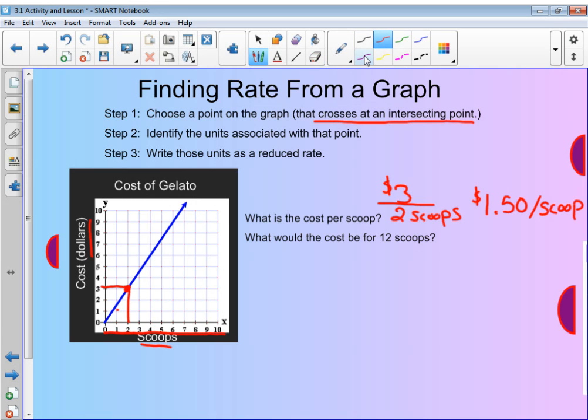If it's $1.50 for 1 scoop and I want 12 of those, we're going to do $1.50 times 12 because I want to buy 12 of those scoops. So $1.50 times 12 gives me $18. So it would cost me $18 to buy 12 scoops of ice cream.